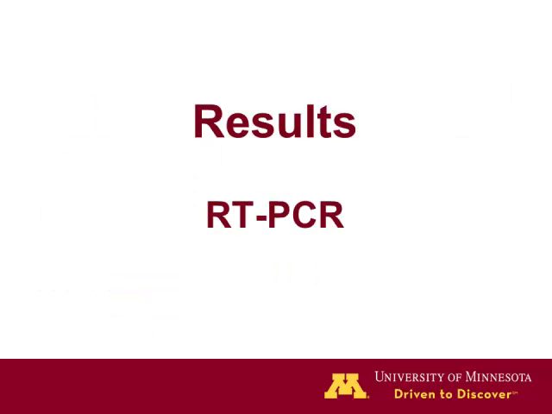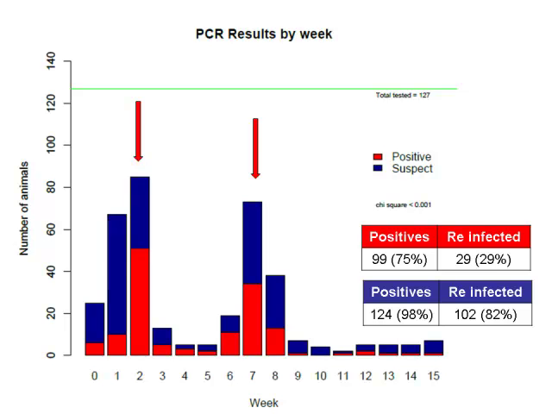From the PCR results, I have 127 total included for this analysis. In red, I have those that tested positive by week, and in blue, those that tested suspect. When we compare the number of positives, the frequency distribution by week, we find that they're higher at weeks 2 and 7, indicating that we truly had 2 epidemic waves during the wean to finishing period.